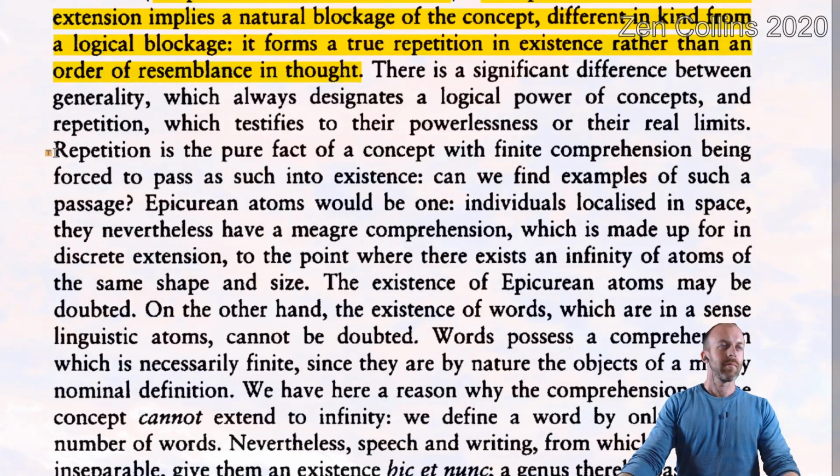Epicurean atoms would be individuals localized in space. They nevertheless have a meager comprehension, which is made up for in discrete extension, to the point where there exists an infinity of atoms of the same shape and size. The existence of Epicurean atoms may be doubted.